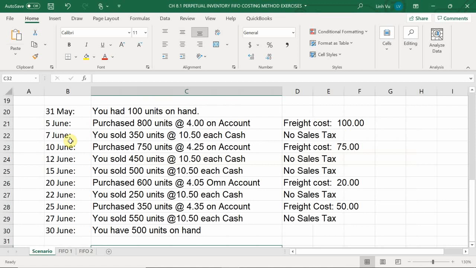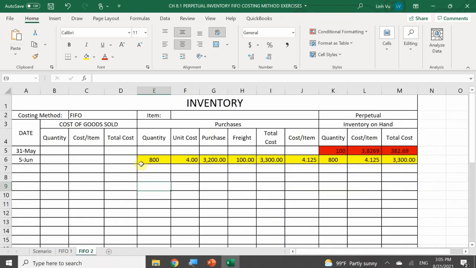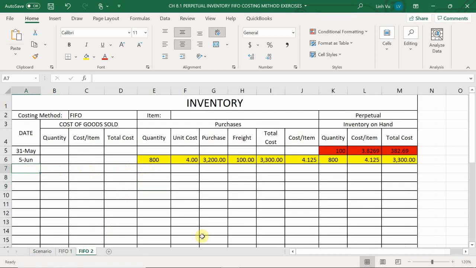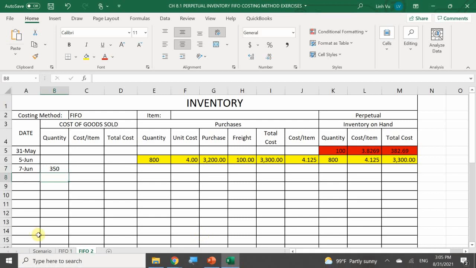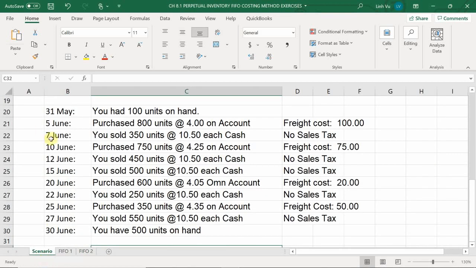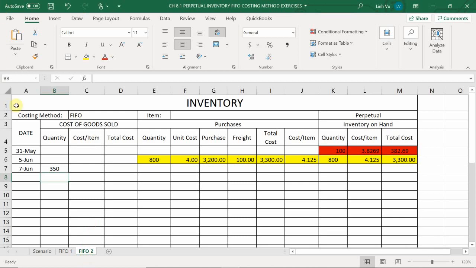On June 7th, we end up selling 350 units at $10.50. So 350 is what we sold, on June 7th. Let's take a look at the batches of inventory. Which one are we going to be taking out from first?